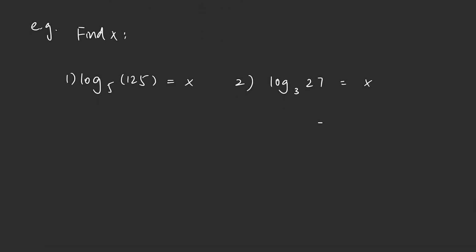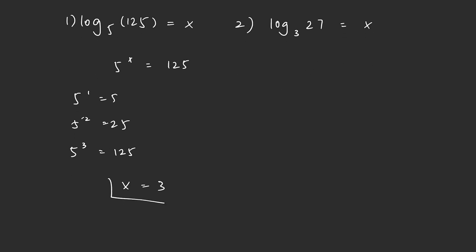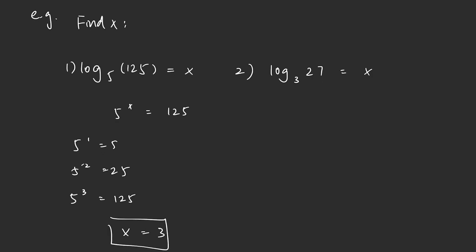Here are two example questions just to recap how you compute logarithms. This question says log base 5 of 125 is equal to x. It's asking us what power do we have to raise 5 to get 125? So 5 to the power of 1 is 5, 5 to the power of 2 is 25, and 5 to the power of 3 is 125. So x is just 3 here. For this question, we do it the same way, asking us 3 raised to what power would give us 27. So 3 to the x is equal to 27. So x is just 3.